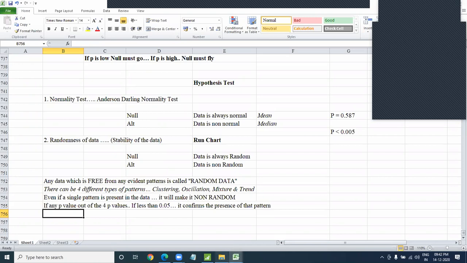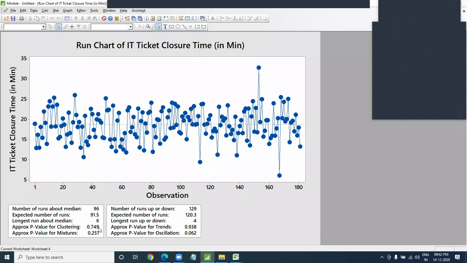Let's have a look at the p-values again. P-value for clustering, not less than 0.05. P-value for mixture, not less than. P-value for trend, not less than. P-value for oscillation, it's not less than 0.05. This data is a random data because all p-values are more. None of these p-values are less than 0.05. This data is a random data.